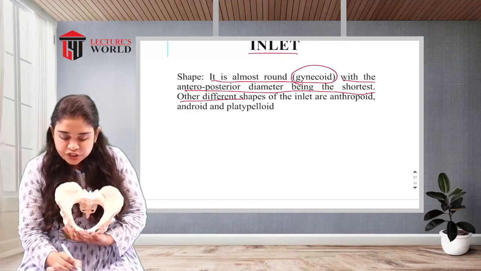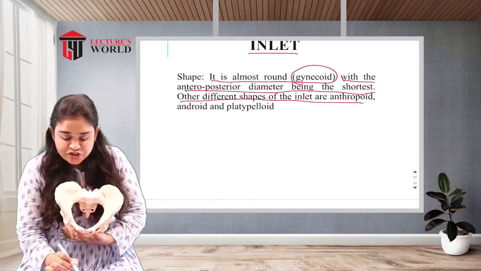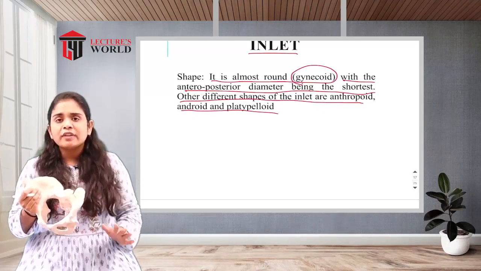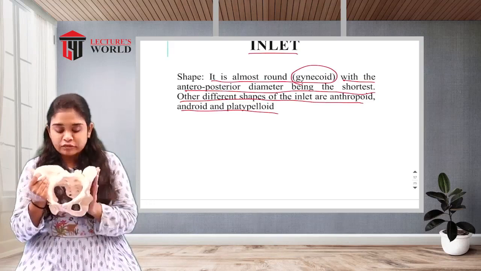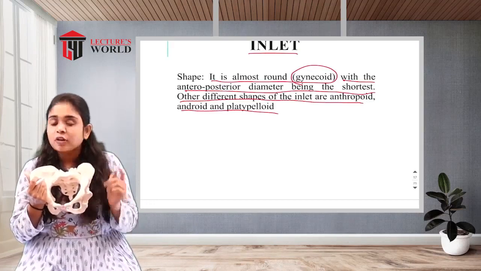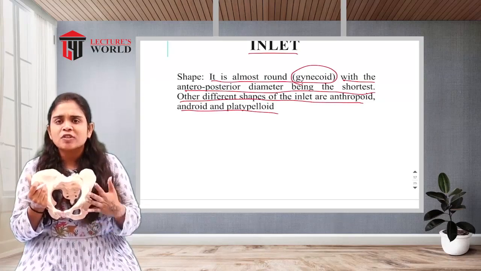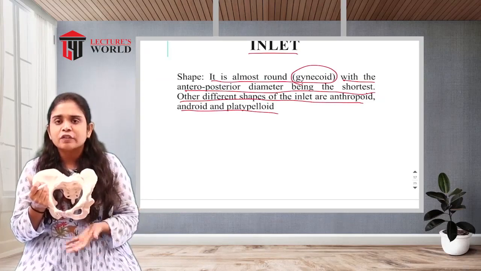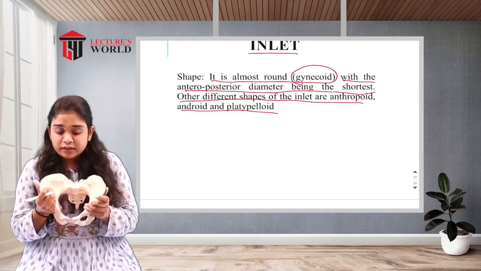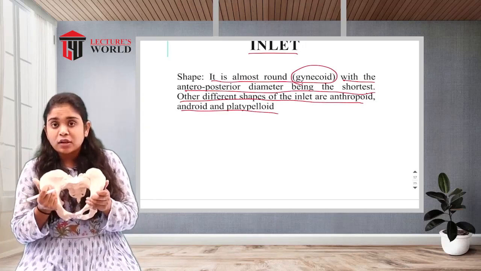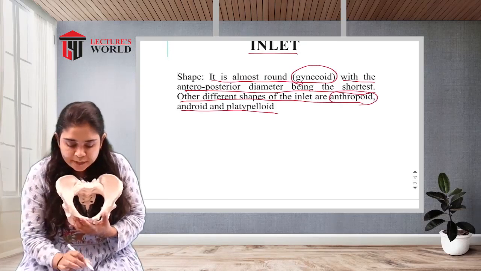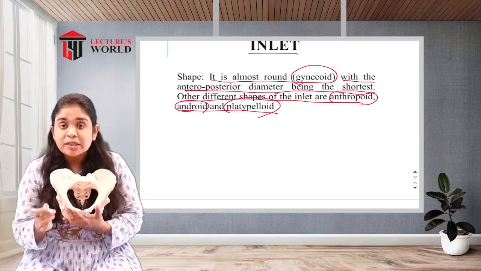The other different shapes of the inlet are anthropoid, android, and platypelloid. The normal shape of the female pelvic bone is the gynecoid. If they ask which is the normal shape or size of the female pelvis, you have to say that is a gynecoid shape. But the abnormal female pelvis shapes are anthropoid, then android, and platypelloid.